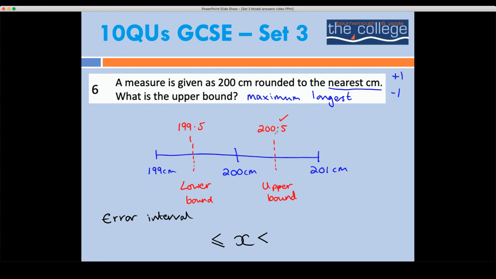Okay, 200.499999 would round down to 200. So we're not including the 200.5, but it is the upper bound. It doesn't include it, and that gets us away from that 200.4999 business. And then the lower bound, the other part of the error interval, would just go on here, 199.5. But for the purposes of this question, they wanted the upper bound only, so the answer to this question is 200.5.